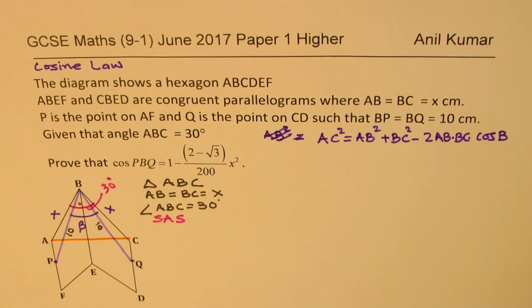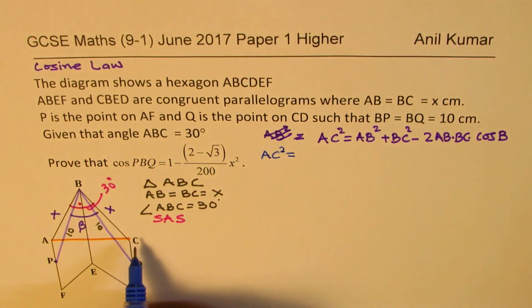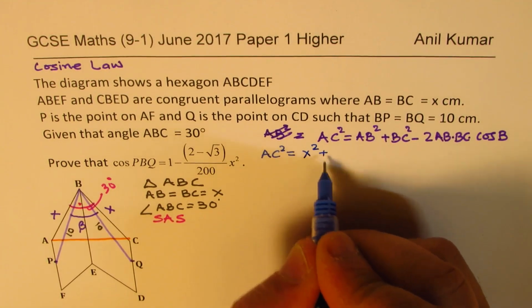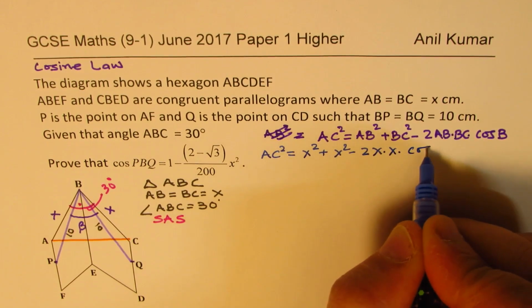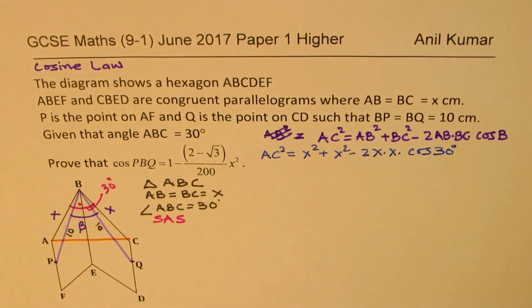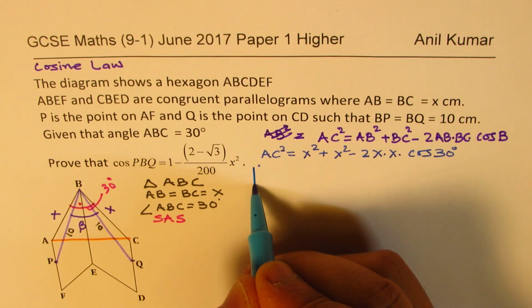Okay. So let's apply this cosine law to the given triangle and find what AC square is, right? So let me use a different ink. So we'll find what AC square is. So AC square will be equal to, in our case, x square plus x square minus 2 times x times x times cos of 30 degrees. Now cos of 30 degrees is what? Let's make our triangle here.